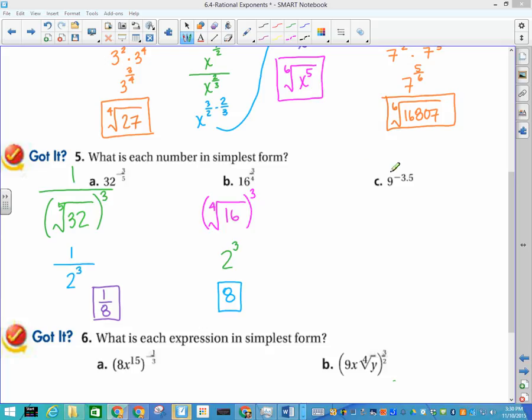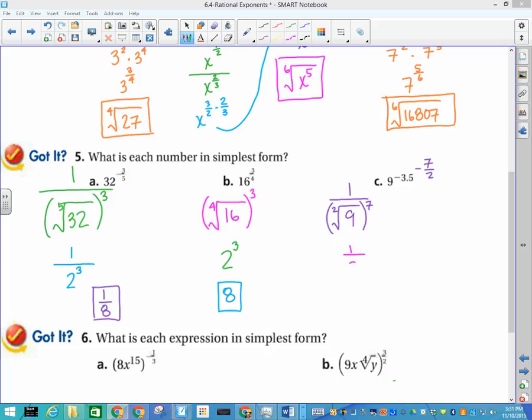Okay? Look at this next one, 9 to the negative 3.5. Well, negative 3.5, y'all, I hope you know if you multiply that by 2 is the same thing as negative 7/2. So that means this is going to be 1 over, because the negative exponent is what I put in the bottom and make positive. So it is the square root of 9, that's my index, raised to the 7th power. Square root of 9 is 3.